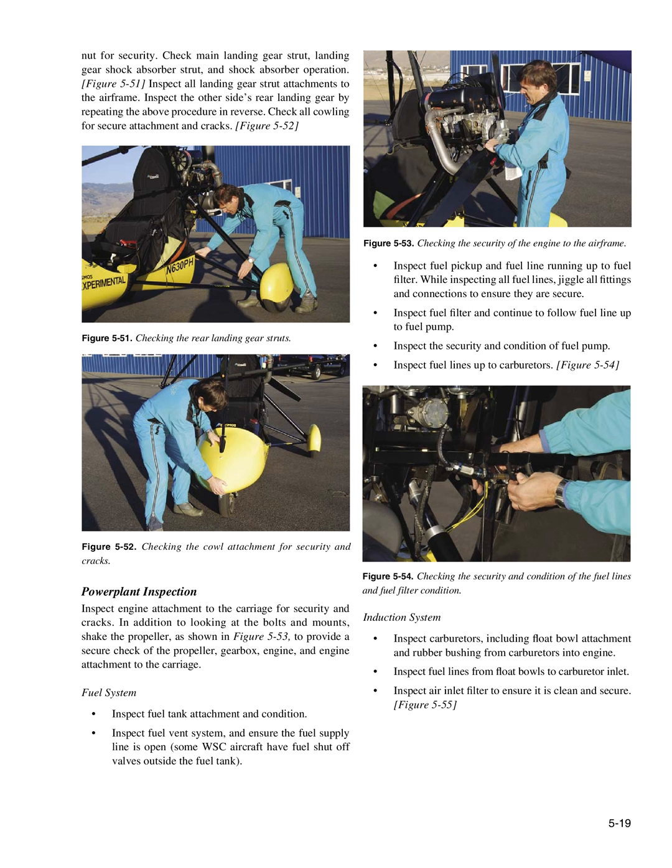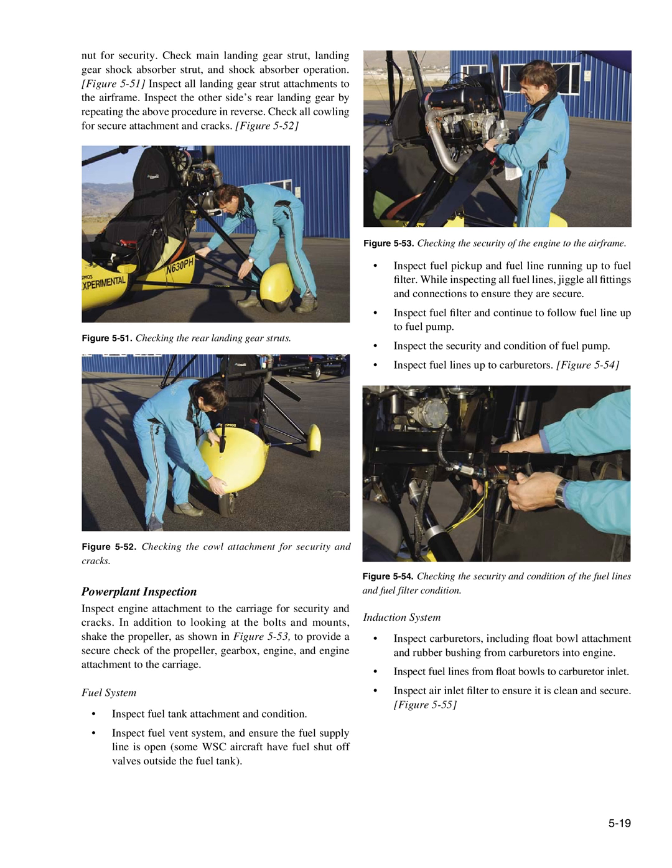Fuel system, inspect fuel tank attachment and condition. Inspect fuel vent system, and ensure the fuel supply line is open. Some WSC aircraft have fuel shut-off valves outside the fuel tank. Inspect fuel pickup and fuel line running up to fuel filter. While inspecting all fuel lines, jiggle all fittings and connections to ensure they are secure.